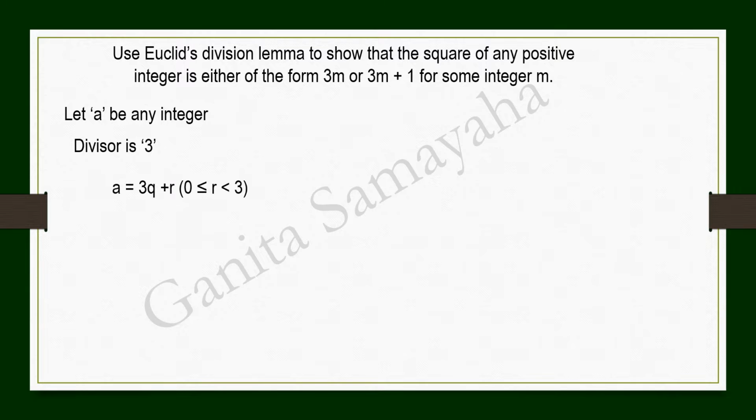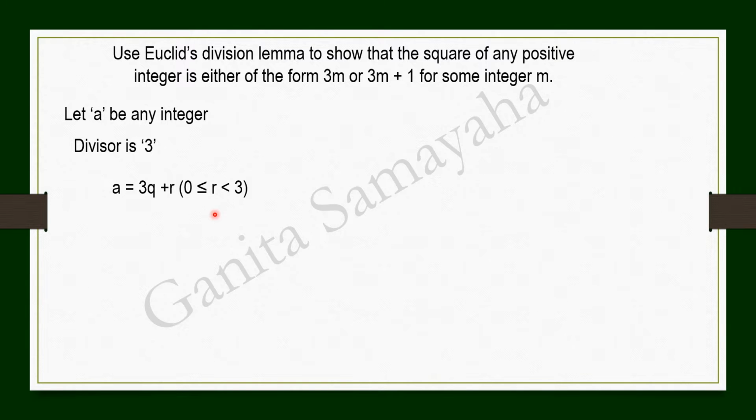Yes, we can write it as a is equal to 3q plus r. And where r takes values 0, 1 and 2. That is denoted here as 0 less than or equal to r less than 3. That means r takes the value 0 or greater and less than 3. 0, 1, 2. These are the values.